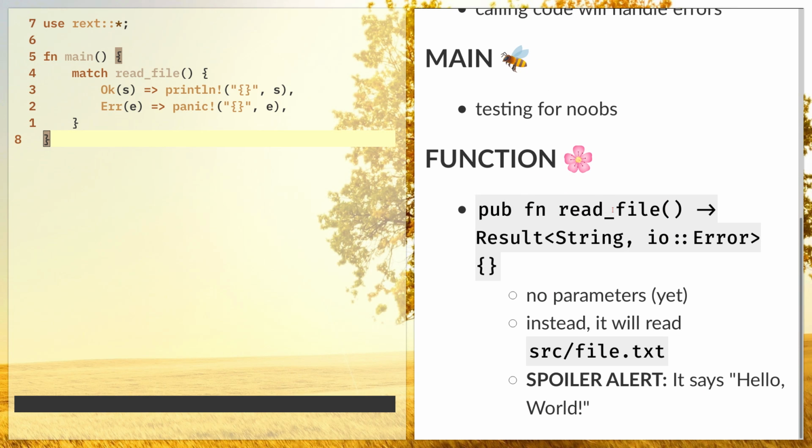So here's the one function that I have so far. It is read file, and it returns a result, a string or IO error. And it doesn't take any parameters yet. Instead, it will just read, this is actually not true because I moved it out of source, but anyway, it will read file.text. Spoiler alert, it says hello world.